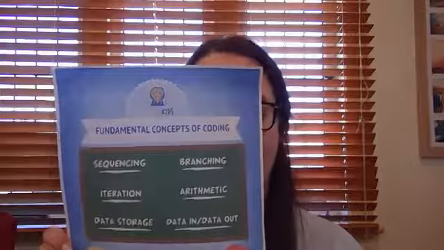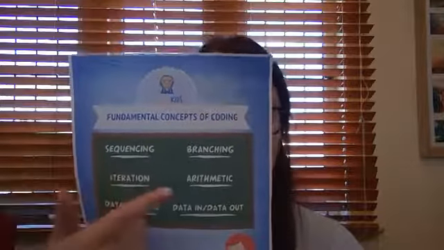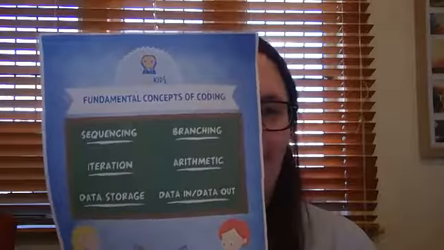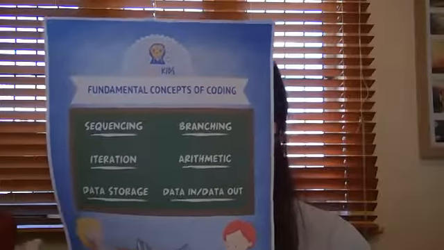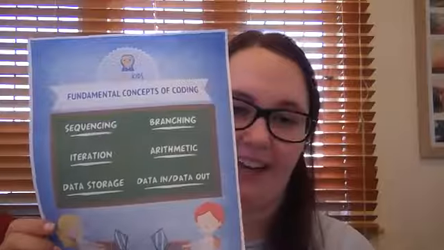We're going to be talking about the last three of the 6 fundamental concepts of coding today. So we've already covered sequencing, branching and iteration. And today we're going to be looking at arithmetic, data storage and data inputs and data outputs. Now, I know that seems like a lot, but they're all interconnected. So arithmetic really easily ties into data storage, and data storage really easily becomes data inputs and outputs.